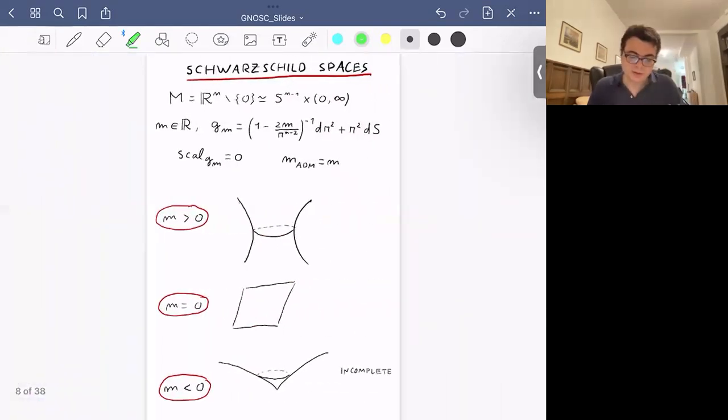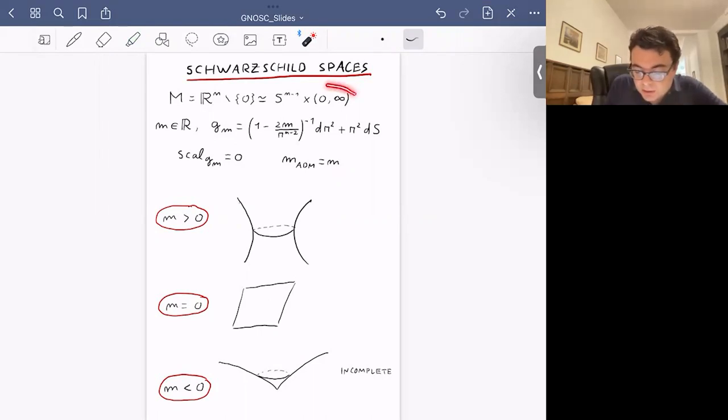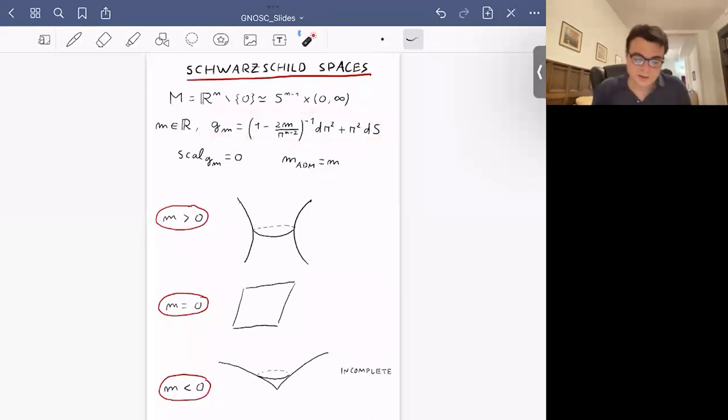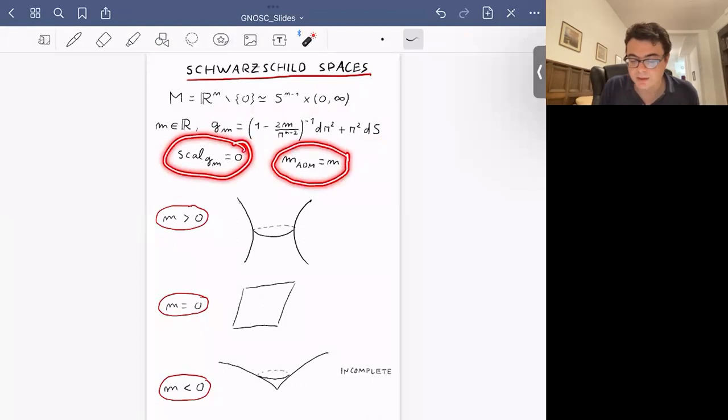All right, so here I drew a picture of the model spaces, the Schwarzschild spaces. So those are spaces on S^n times zero to infinity, and you take the Schwarzschild metric. This family of metrics has the property that the scalar curvature is zero, and the ADM mass is m.